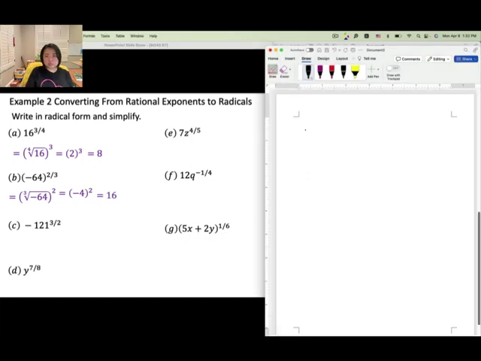Okay, c. Negative 121 to the power of 3 over 2. Be careful, this exponent, the 3 over 2, is only applied to 121. If I write one more step, the negative should be outside of this. If they had the parenthesis, negative 121 to the power of 3 over 2, then that would be no real solution.